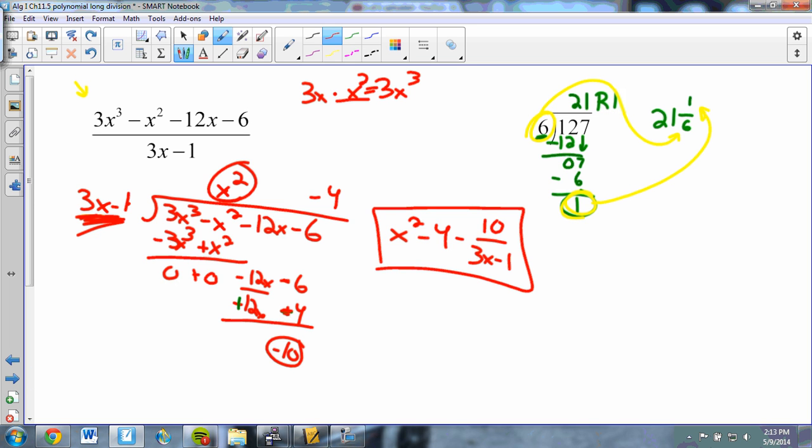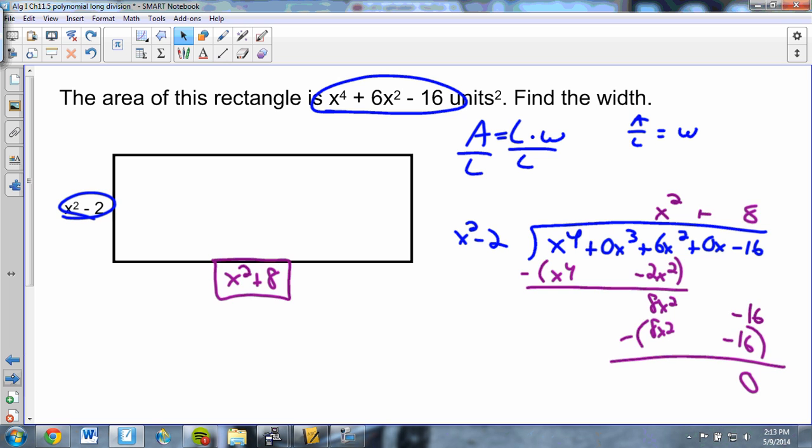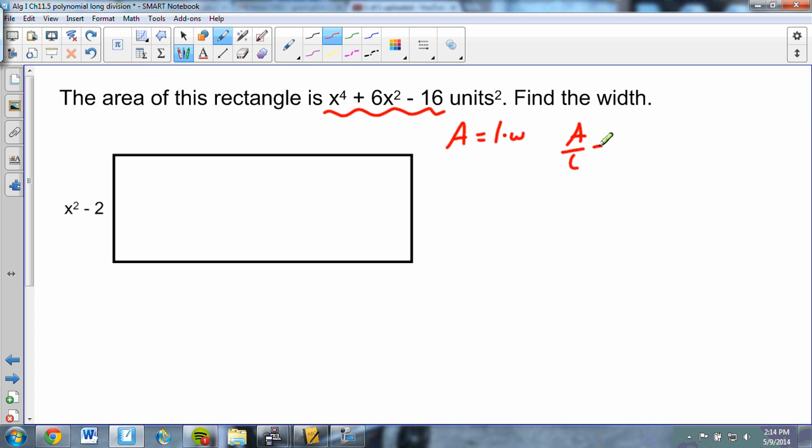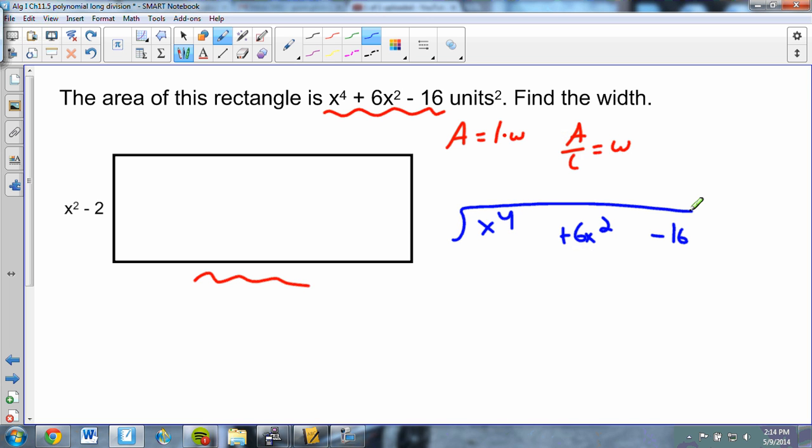Last one. This rectangle has an area of x to the fourth plus 6x squared minus 16 units squared. I know that area is length times width of a rectangle. So if I want to find the width, I can just divide by the length. So to find this width here, I'm going to do x to the fourth plus 6x squared minus 16 divided by x squared minus 2.